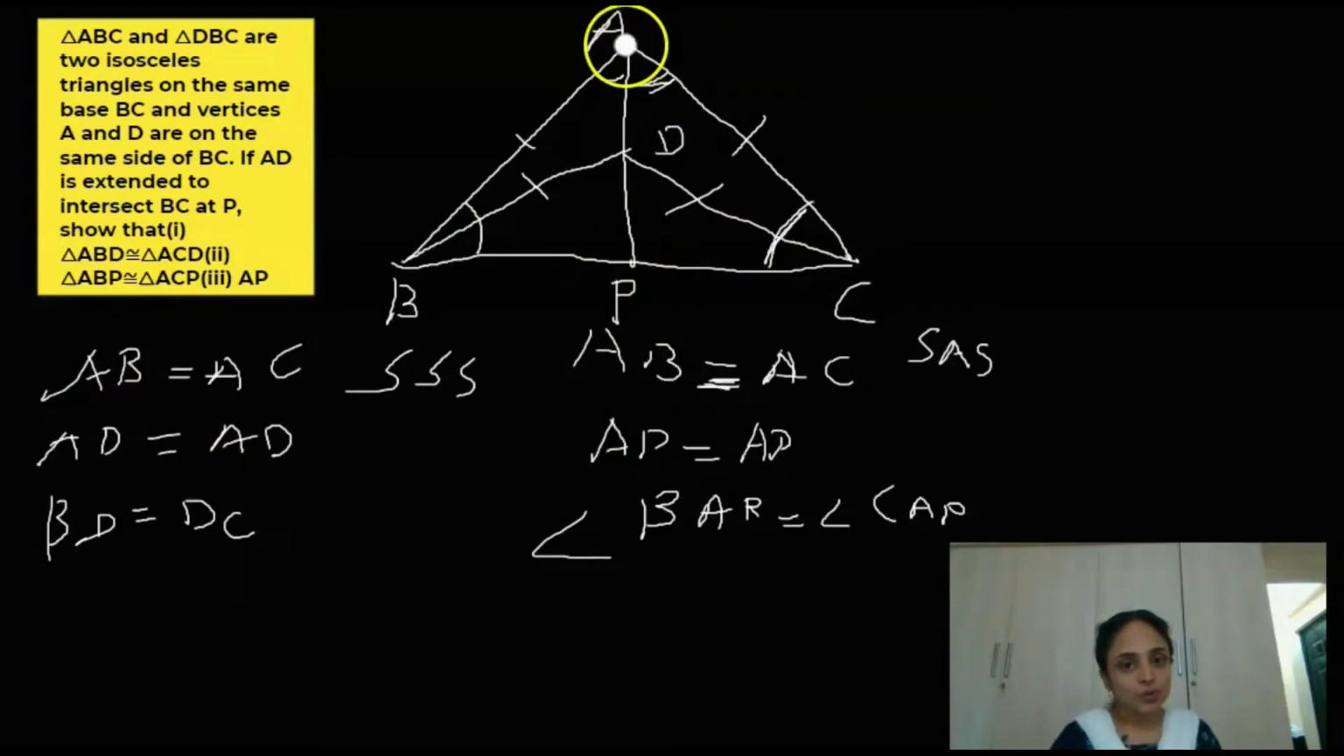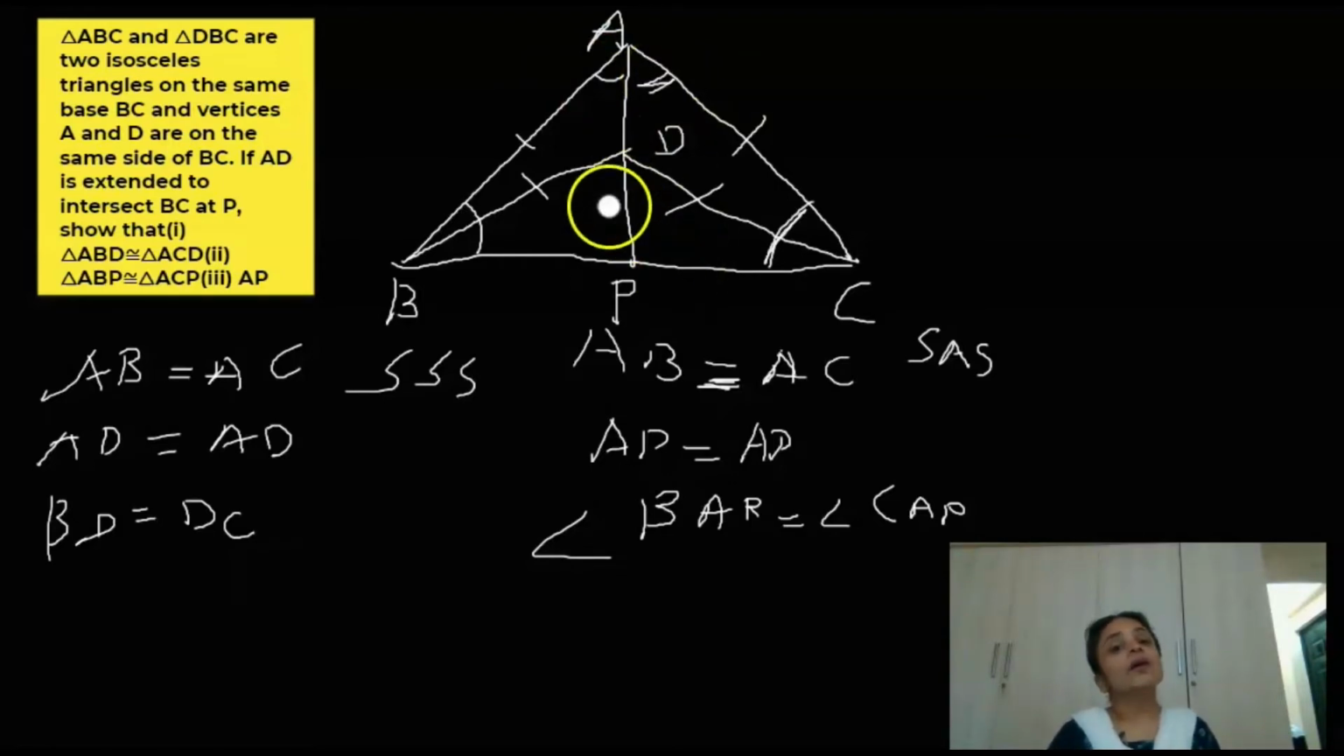Now we have to prove that AP bisects angle A as well as angle D. Since we have got these two triangles as congruent, angle BAP is equal to angle CAP, which means angle A is divided into two equal parts. And if this is divided into two equal parts, we can say that AP is the bisector. So AP is the bisector of angle A.